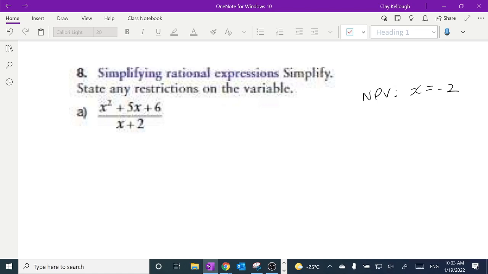But what's interesting about this is that x plus 2 is a factor of this expression. So I can simplify the expression by factoring the numerator. What 2 numbers times to make 6 add to make 5? It's 3 and 2. And then this factor divided by itself cancels. So this thing simplifies down to x plus 3, again, as long as x is not -2.